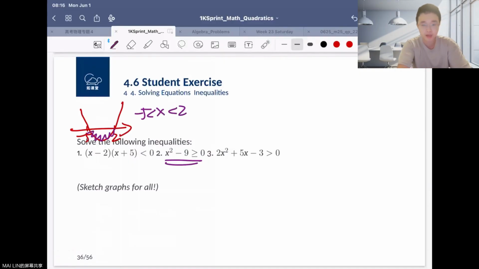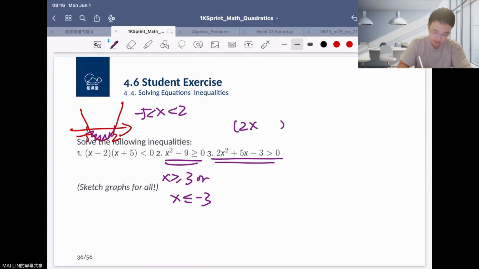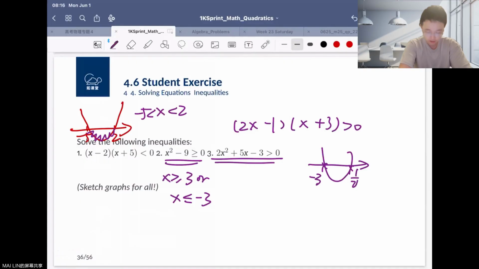For the second problem, we can consider it as x squared bigger than or equal to 9. So x can be bigger than or equal to 3 or smaller than or equal to -3, right? And the next is 2x squared plus 5x minus 3 bigger than 0. You can also factorize it as (2x minus 1) times (x plus 3) bigger than 0. Then draw the graph with -3 here and a half here. Bigger than 0 means the red region, okay? So the red region is x smaller than -3 or bigger than a half, okay?